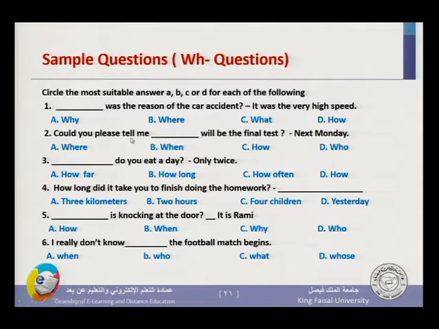Could you please tell me, blank, will be the final test? Again, look at the answer, next Monday. Then I ask about time. So, tell me when. All right.